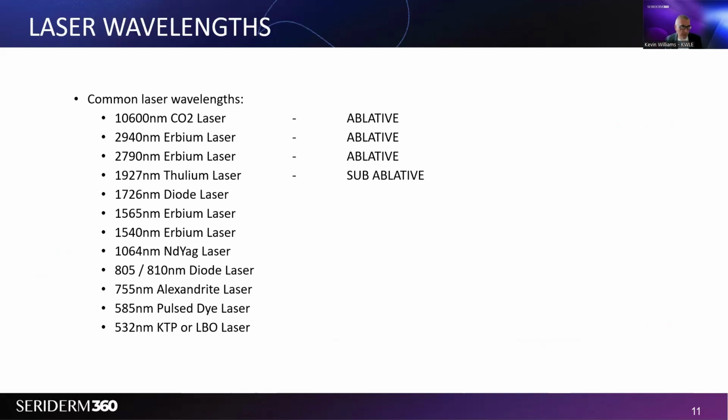And then you've got the 1726 nanometer diode laser. You've got various erbium lasers. An erbium crystal can be chemically altered quite easily, so you've got 1565, 1540, 1520. There are lots of these wavelengths around there, all working pretty similarly. Then you've got one of the most useful lasers that I think every clinic should have, the neodymium YAG at 1064. You've got various hair removal diodes at 805, 808, and 810. You've again got the Alexandrite laser, which is a hair removal system at 755. Then you've got various dye lasers at 585 and 595. And then you've got the KTP laser at 532.